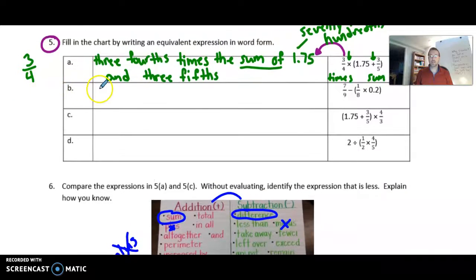So we're going to say the difference of, and of is linked with difference. So the difference of 7/9 and, well, we don't know what this other number is, do we? So how are we going to find this? Are we going to say the difference of 7/9 and 1/8 times 2/10? Not quite. We want to find the answer to this.